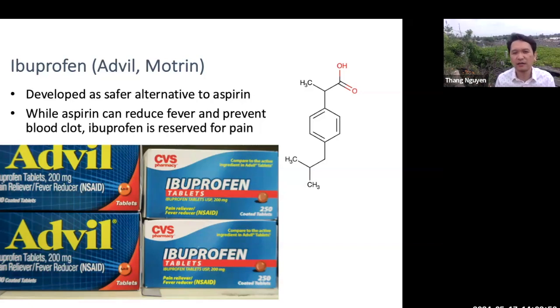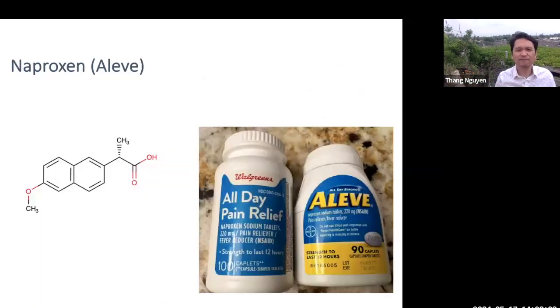But yes, it's mainly used for and reserved for alleviation of pain. So, for example, I know some people who go on hikes and they will take ibuprofen to kind of help with that pain. Okay, so it's very strong for that.